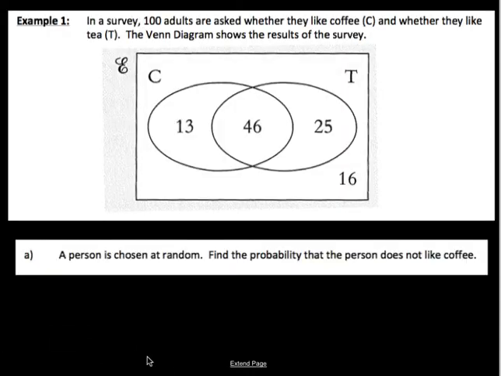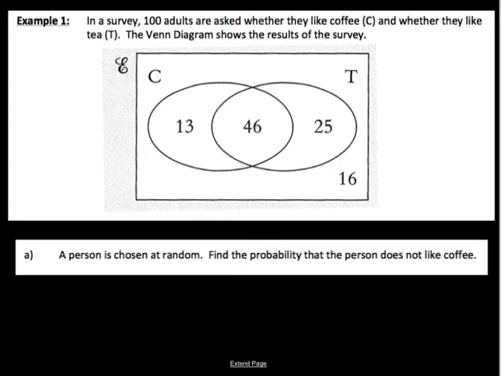Today we're going to go ahead and look at probability with Venn diagrams, and we're also going to look at weighted averages. Okay, so the first thing we're going to do is just look at a Venn diagram. In example 1 we have a Venn diagram. It says in a survey 100 adults are asked whether they like coffee or whether they like tea. The Venn diagram shows the results of the survey.